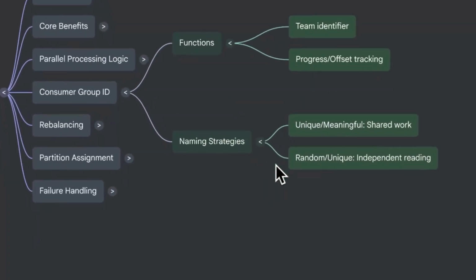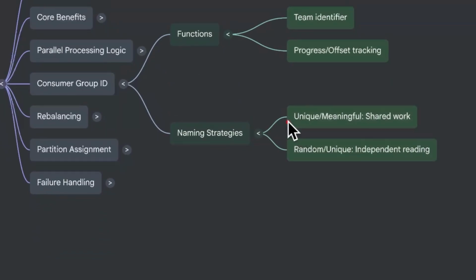What are naming strategies? Every consumer group should have a unique and meaningful name. And if you are not bothered about an exactly meaningful name, you can have a random name as well, but they should be unique. For example, if you are running a test suite, every time the test suite starts running, you can have a random consumer group ID. That's totally fine, but you have to make sure it is unique. And after you finish your test run, it's a best practice to delete that consumer group ID.